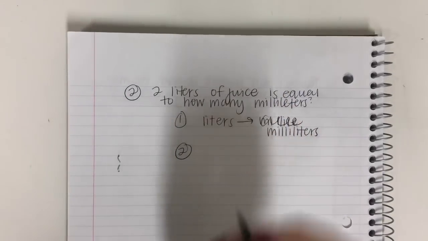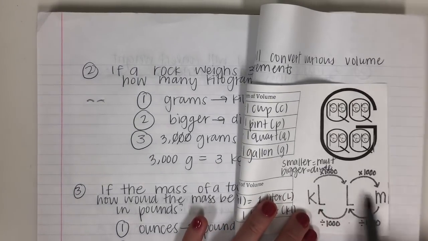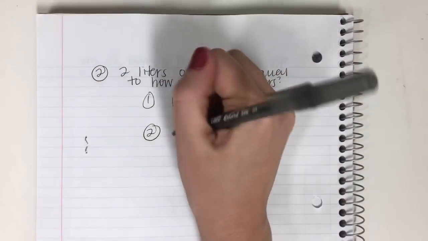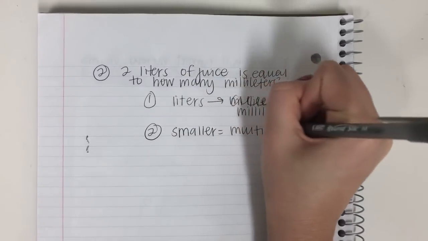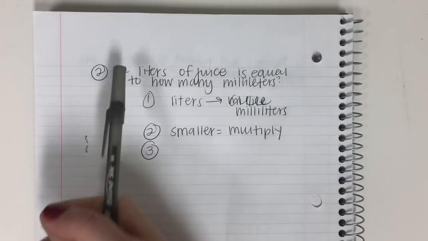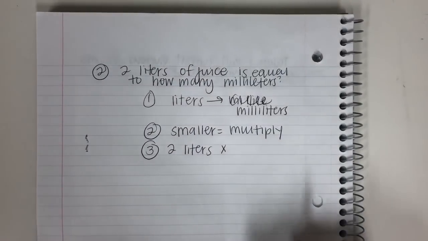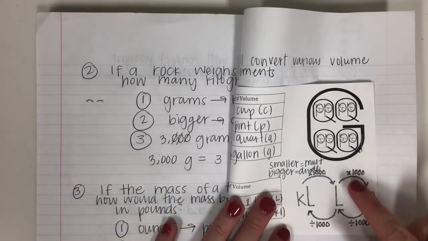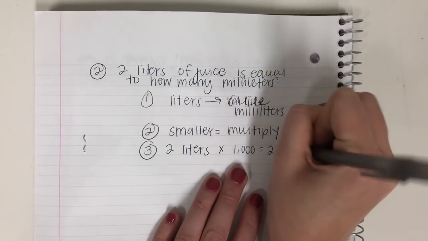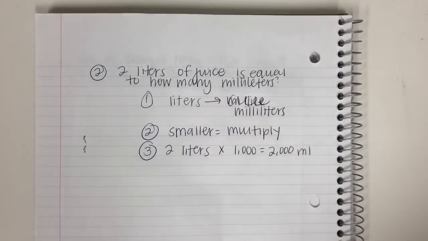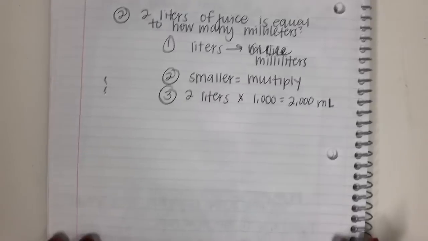Okay. So am I going smaller or bigger? Well, let's take a look at our chart. Based on my chart, if I'm going from liters to milliliters, I am getting smaller. So I'm going to multiply. So smaller equals multiply. I'm going to take the number I have, so 2 liters times whatever my conversion rate. How many milliliters are in 1 liter? 1,000. So I'm going to do times 1,000. That's going to give me 2,000 milliliters. I want to make this now so it doesn't look like a 1. Okay, let's do a couple more.